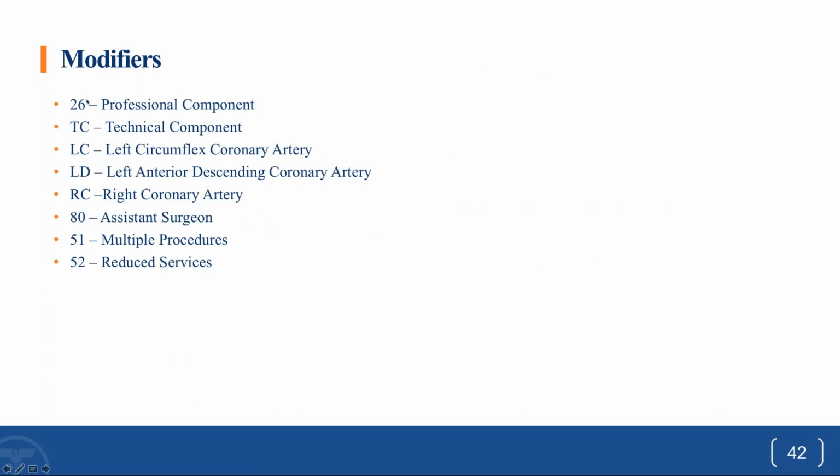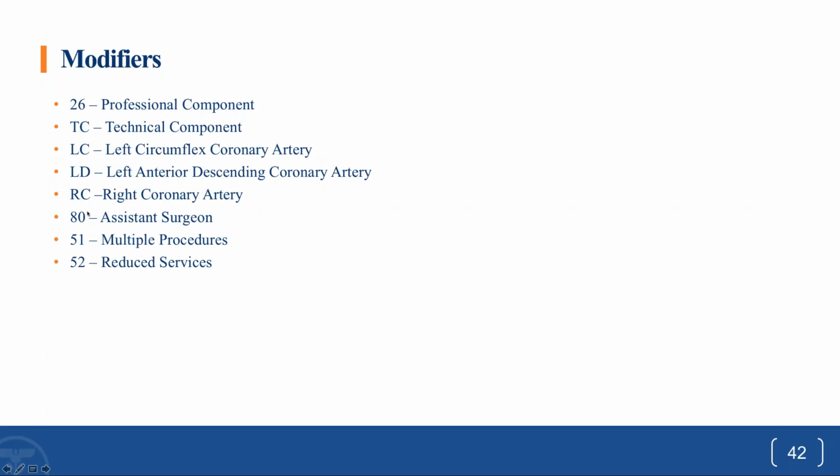Again, common modifiers in the cardiovascular section. You got 26, which is discussing the provider interpreting the report. Modifier TC is the actual performance of the procedure, like going to a technical school. They're doing the hands-on portion of the procedure. This is letting you know the direction of the coronary artery that's being utilized, which is the left circumflex, left descending, right coronary.